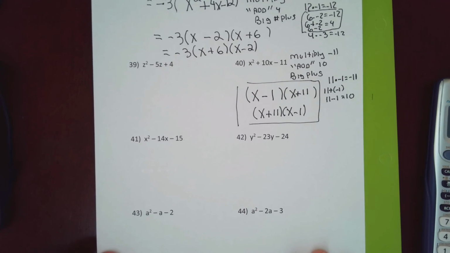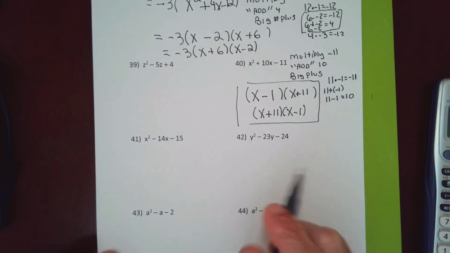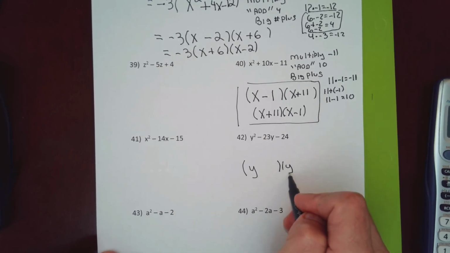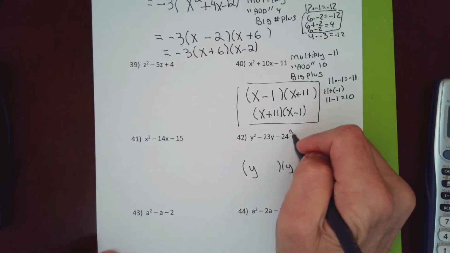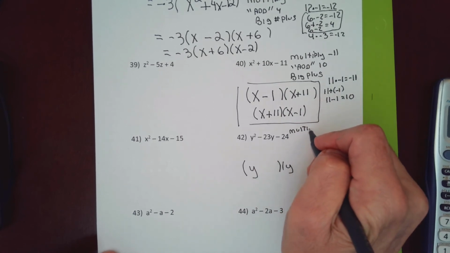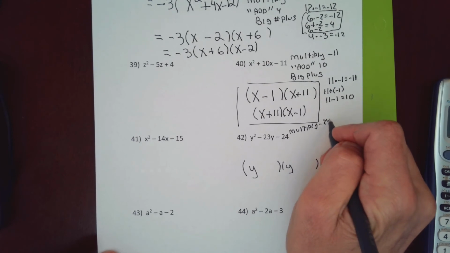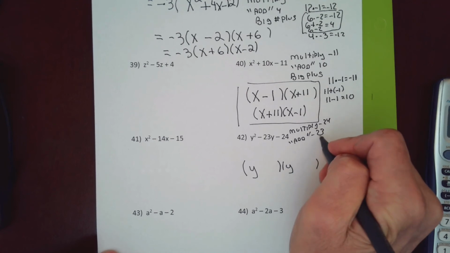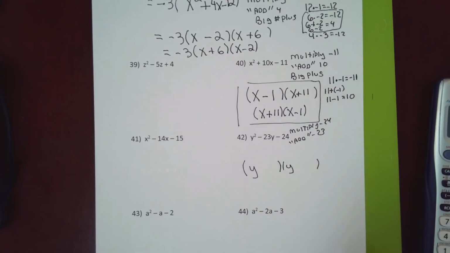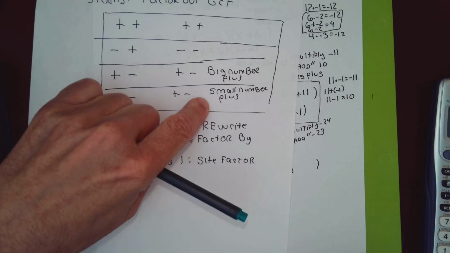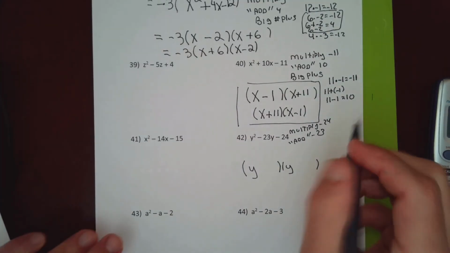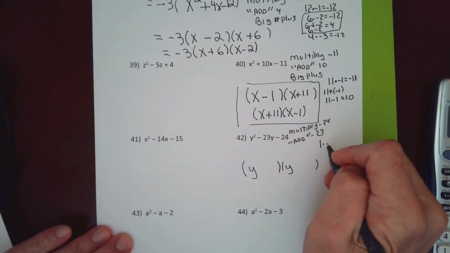It doesn't matter. I instinctively write the plus first, but you can write the minus parentheses first. 42 is another sight factoring because no 3 terms, no number in front of the square term. So let me try to break the y squared up into a couple of y's. I need plus minus numbers that multiply to negative 24 and add subtract to negative 23. And in this world, the small number is going to be plus.